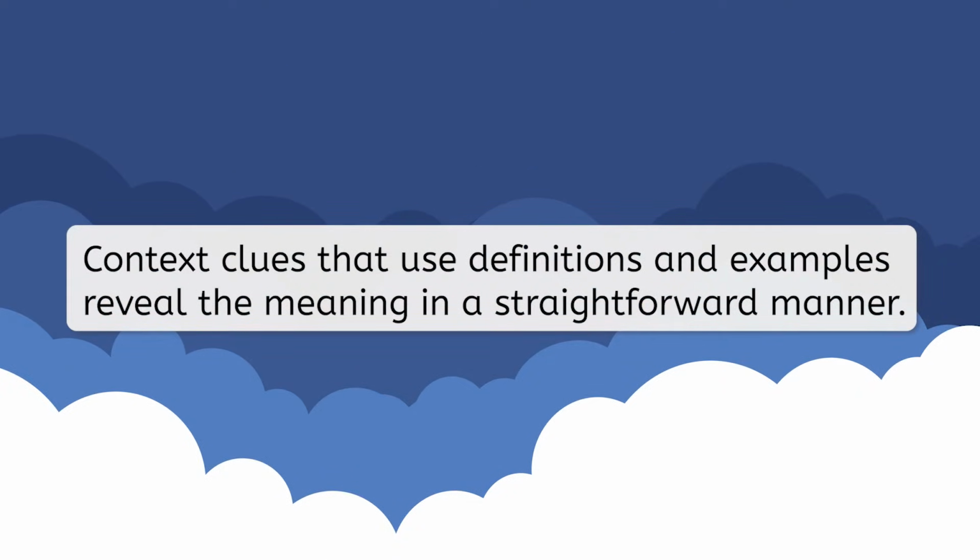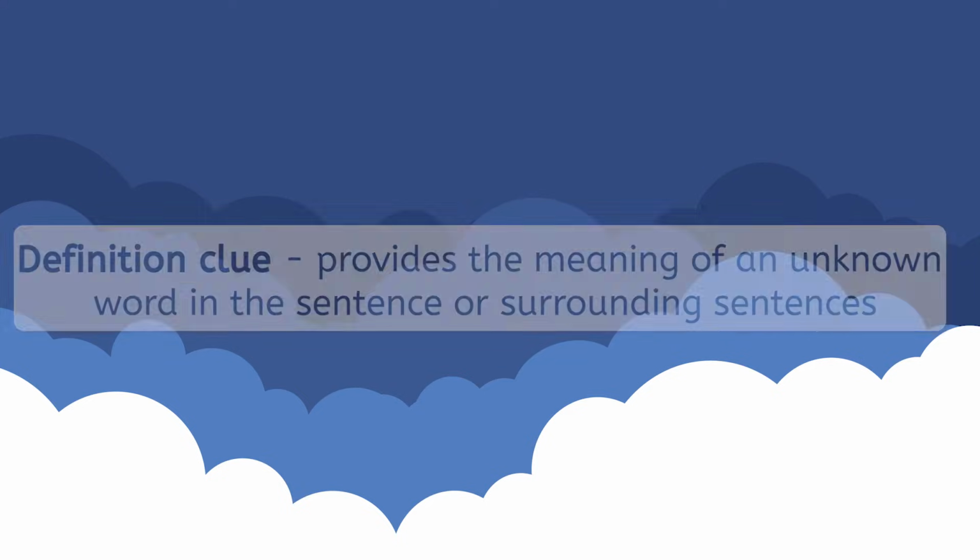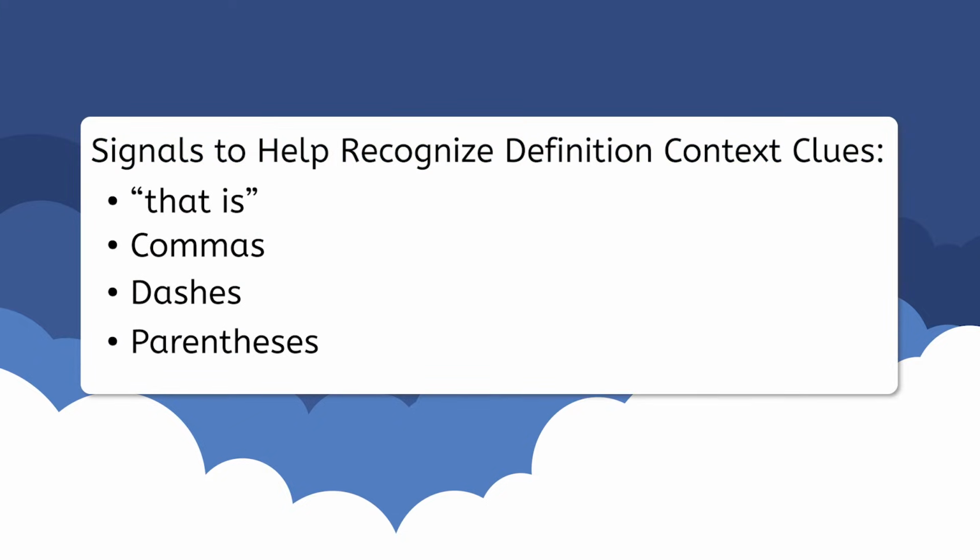Context clues that use definitions and examples reveal the meaning in a straightforward manner. However, they use different signal words and cues. First, let's talk about using definitions as a context clue. A definition clue provides the meaning of an unknown word in the sentence or in surrounding sentences. Signals that help recognize a definition context clue include the phrase "that is," commas, dashes, and parentheses.